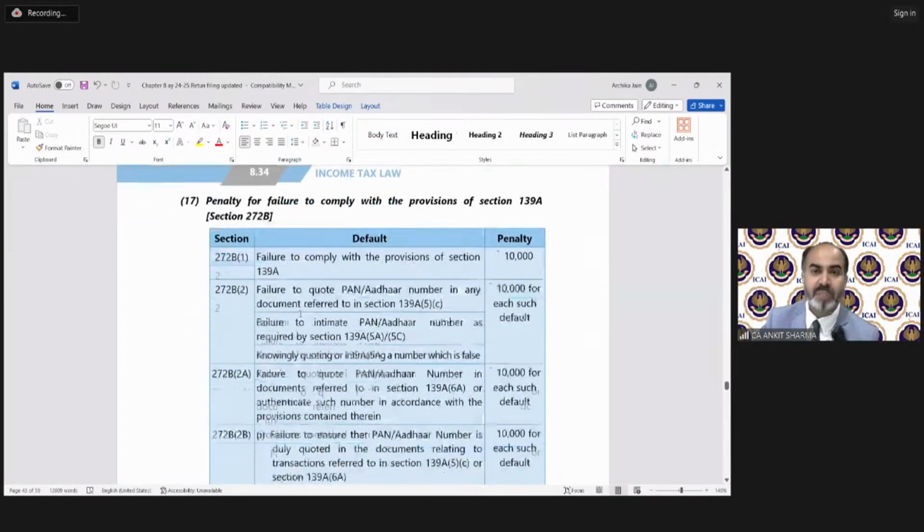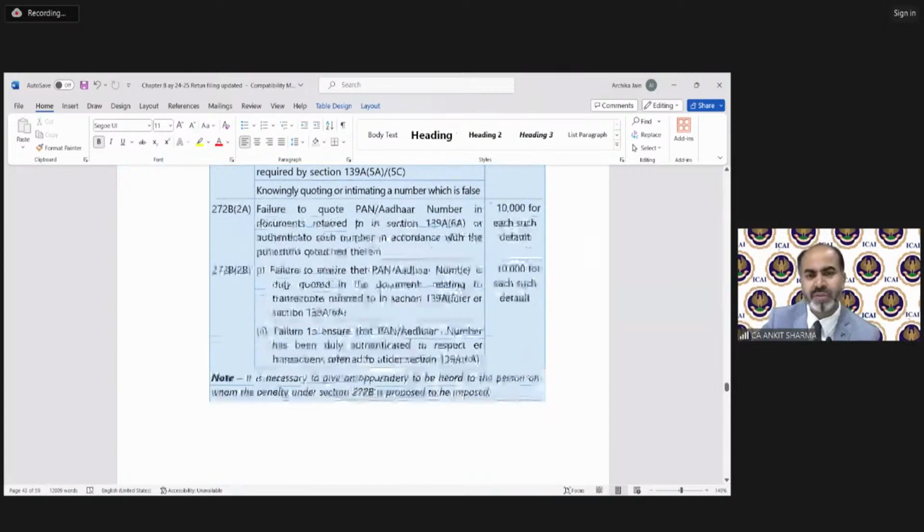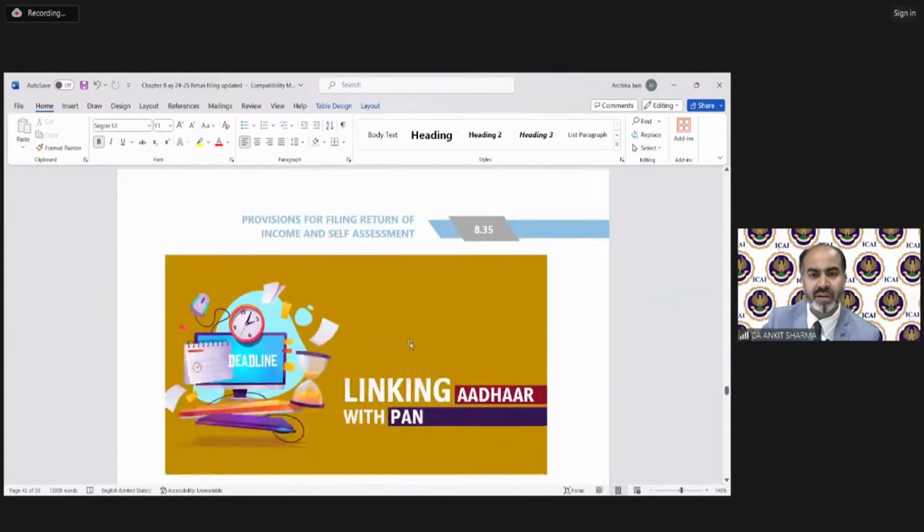Penalty for failure to comply with the provision. So failure to comply with the provision of section 139A. That means if you do not apply for PAN, then you have to pay 10,000 rupees. Then 272B, 10,000 for each such default. For a transaction in which you have to submit your PAN and you do not submit your PAN, then you have to pay 10,000 rupees as a penalty also. You can read all these provisions. These are very simple, just theoretical.